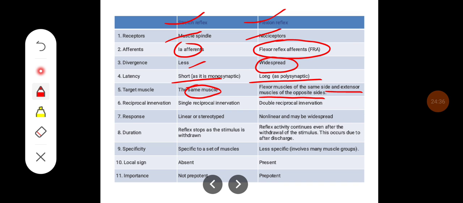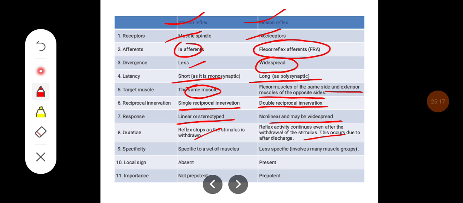In stretch reflex, there is a single reciprocal innervation, whereas in flexion reflex, double reciprocal innervation is seen. In stretch reflex, a linear or stereotyped response is seen, and in flexion, it can be non-linear and sometimes widespread. The duration: in the stretch reflex, the reflex stops as the stimulus is withdrawn, but in the flexion reflex, the reflex activity continues even after the withdrawal of the stimulus, and this occurs due to after-discharge.